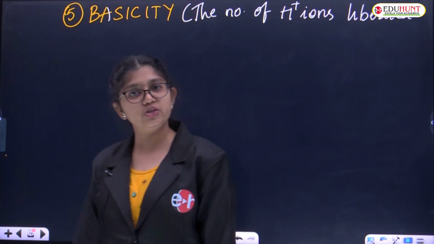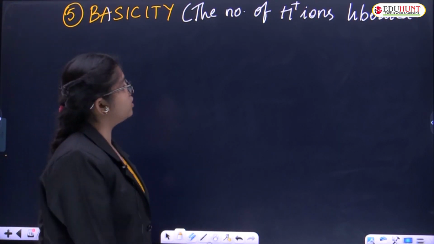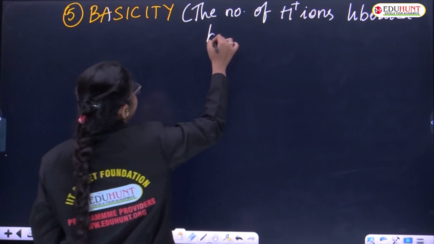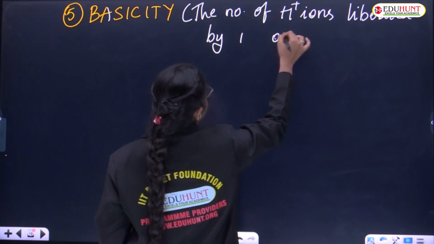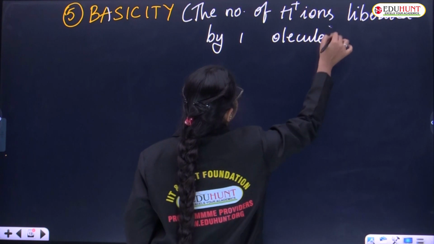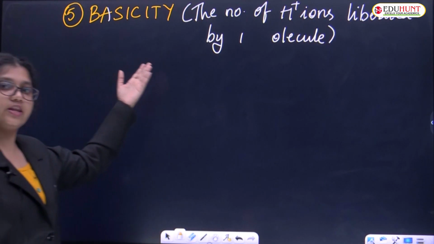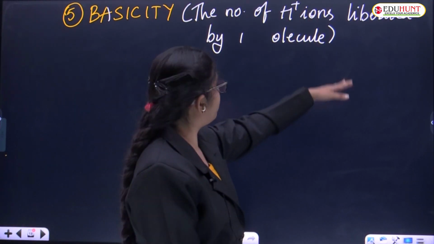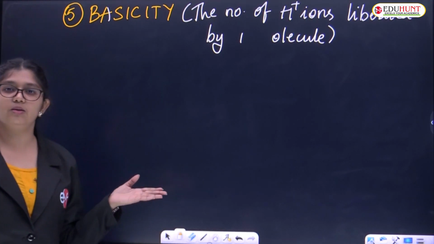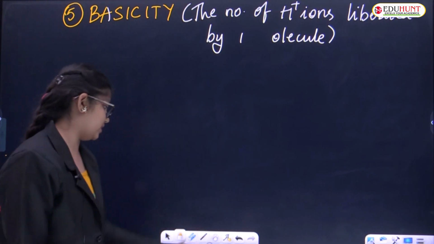So what are H plus ions, children? Very good. Hydrogen ions liberated by one molecule. We can write it like this also: based upon the basicity, the number of H plus ions liberated by one molecule is all about the basicity. We'll see what that is now.